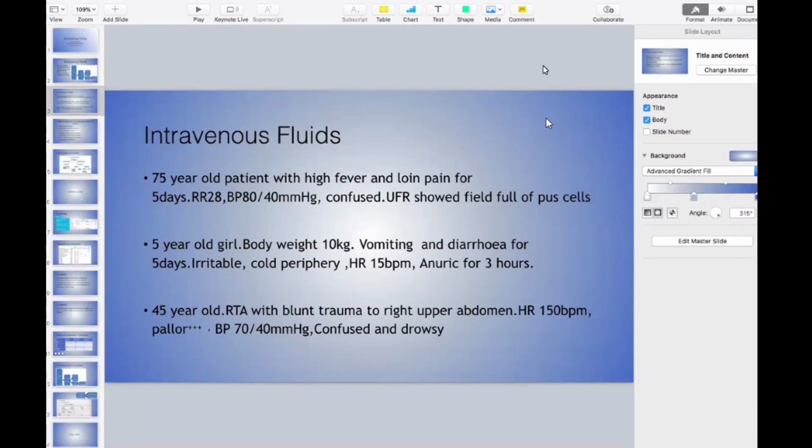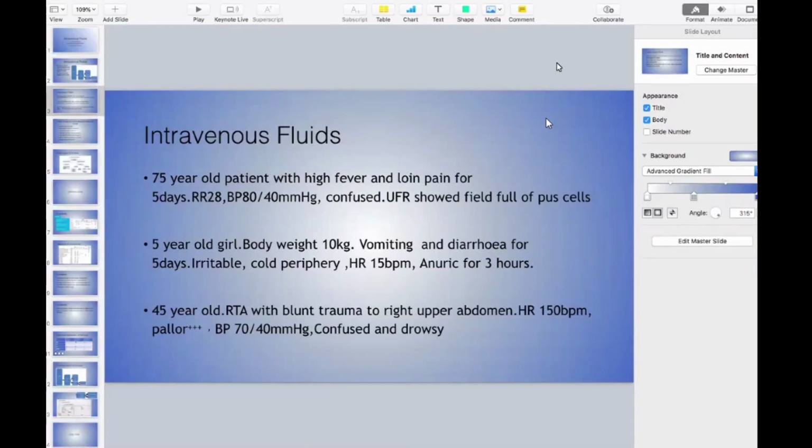What else? Few more. Monitoring the input-output chart of the patient. That means you have to assess what the response is to your fluid management, whether it is adequate, whether the patient has improved with the fluid management, whether you need to give more or not.